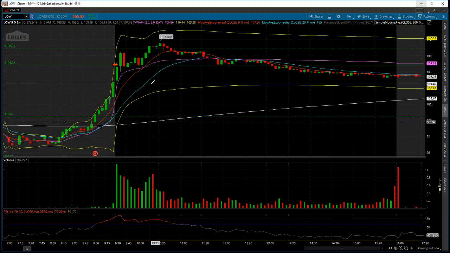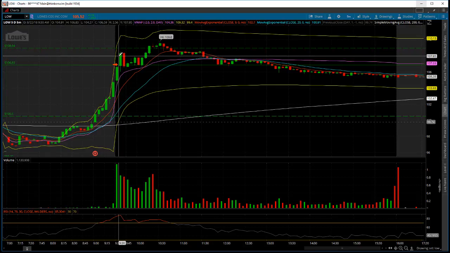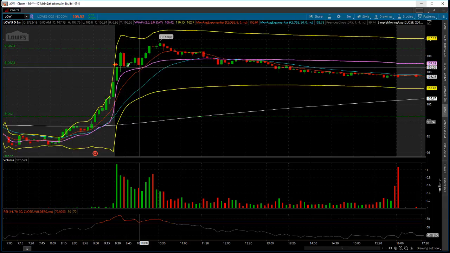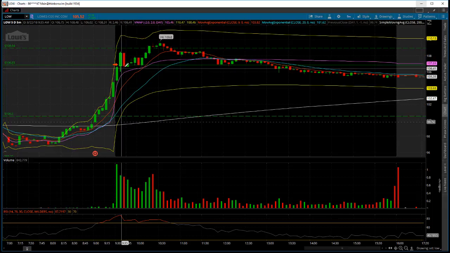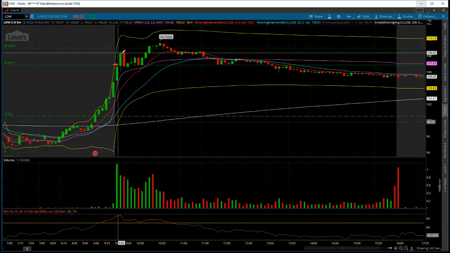Yeah, so you guys understand the thought process behind this? Why scaling out helps? Because guess what? If I took this trade and I didn't scale out, I didn't take half off halfway up, this would have come back. I probably would have got mad and got stopped out. But at least I would have locked in some profit.